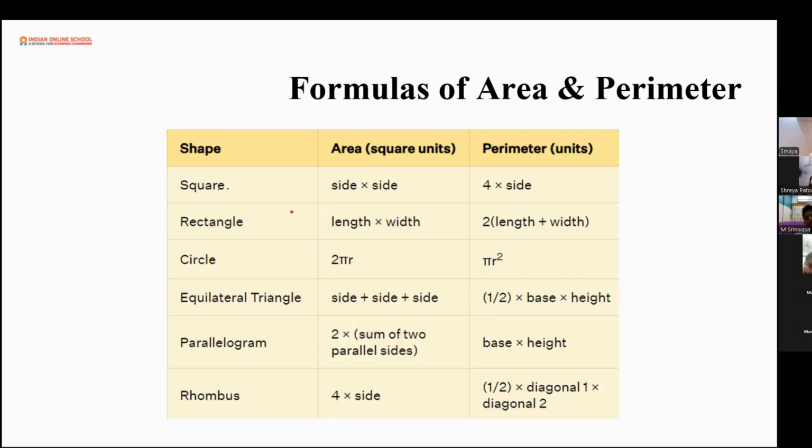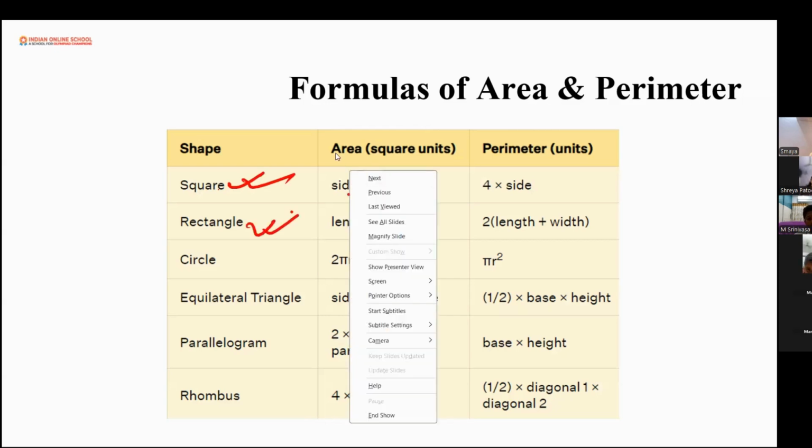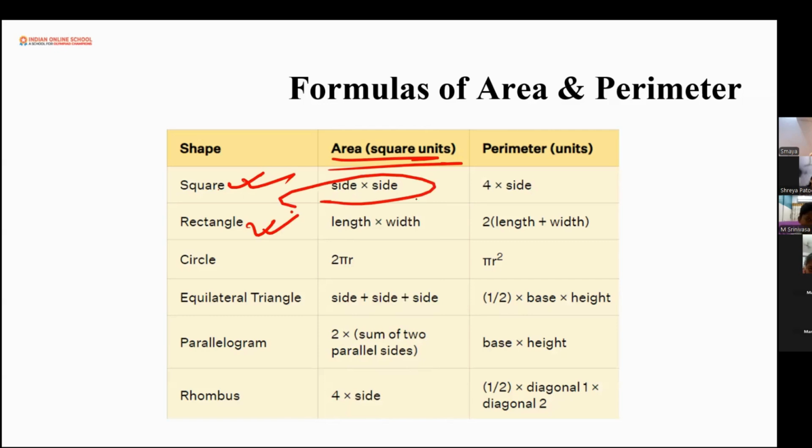So square and rectangle, covering up square and rectangle. As I told you, the formula to area is what? Side into side for square. And for perimeter, the formula of square is not side into side. It's 4 multiplied by side.